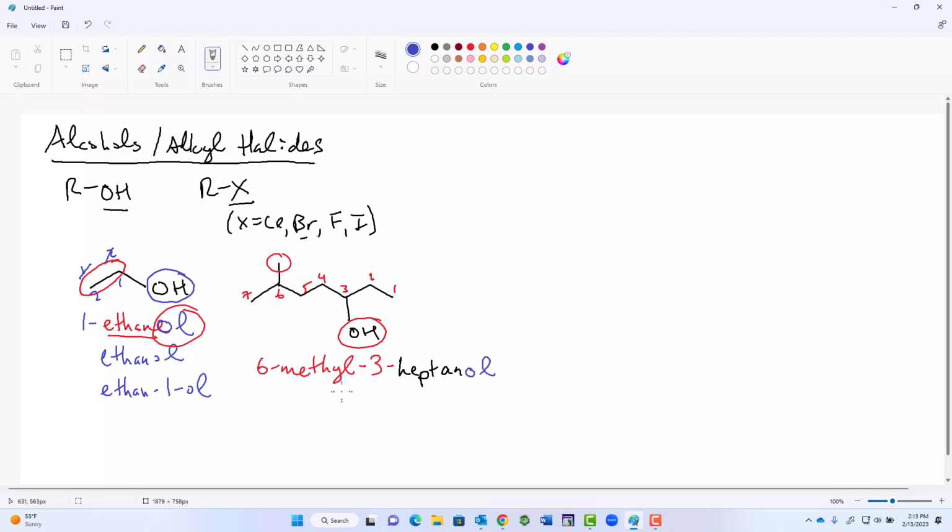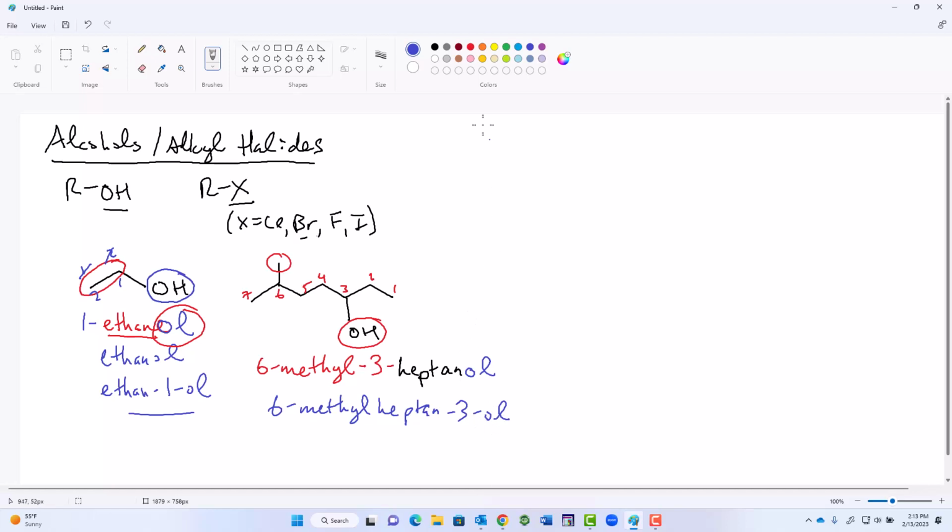So we have 6-methyl-3-heptanol. And similar to the ethan-1-ol naming, we could write this as 6-methylheptan-3-ol. This is an older naming system, and typically now we see it as 6-methyl-3-heptanol rather than the 3 stuck in the middle, right next to the suffix.